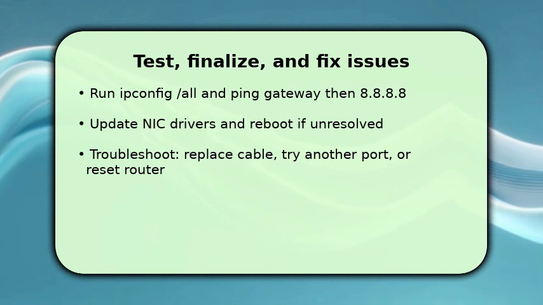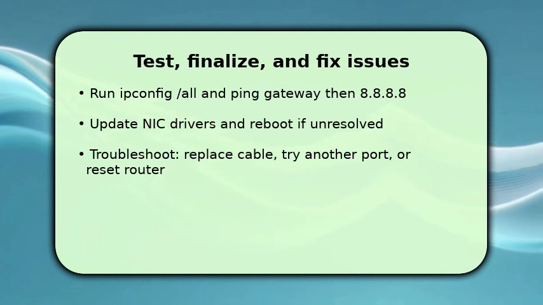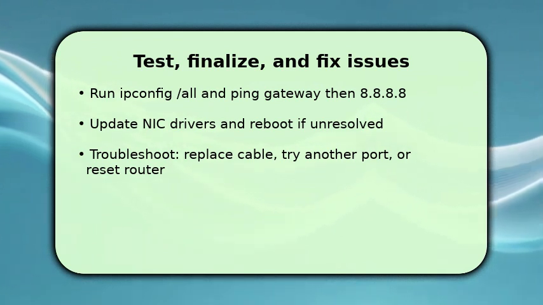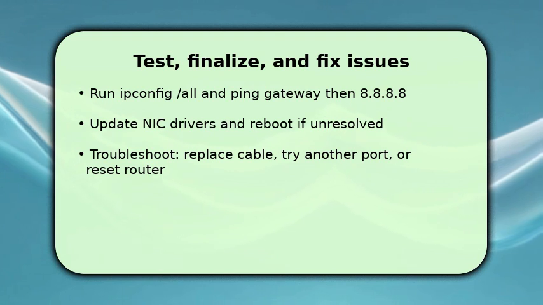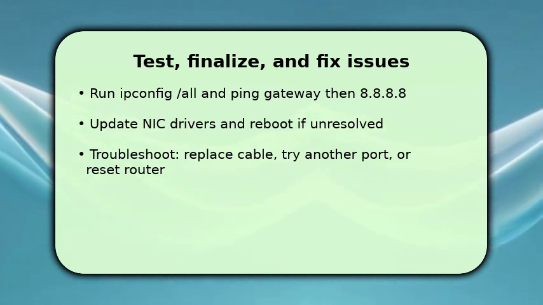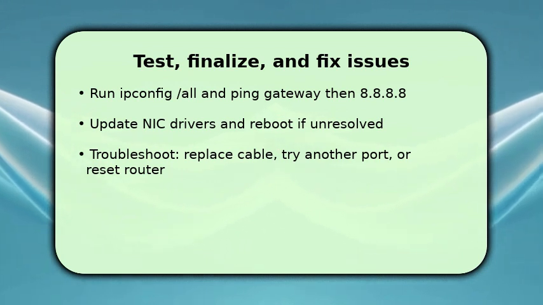If problems persist, update or reinstall the network adapter driver, restart the PC, and power cycle the router. A key troubleshooting tip: if link lights or pings fail, swap the Ethernet cable or test another switch/router port before deep software changes to isolate hardware faults.